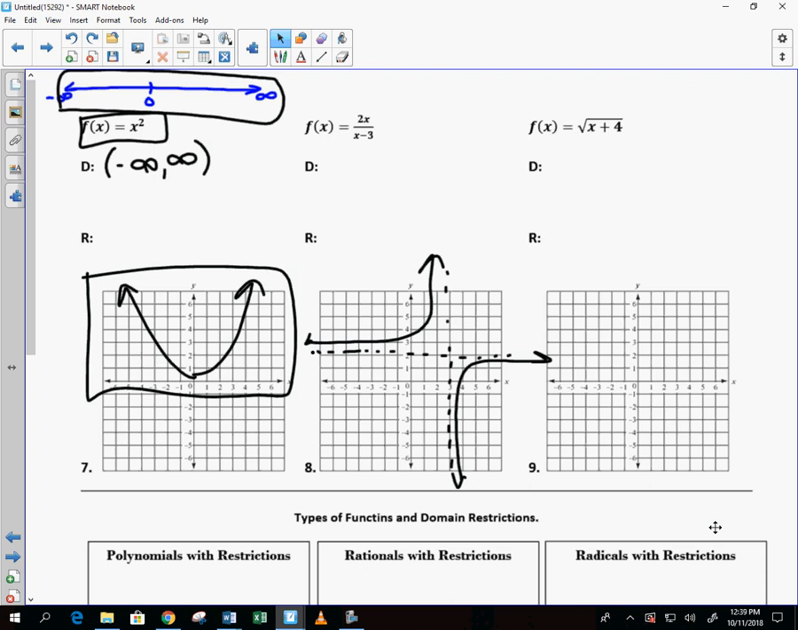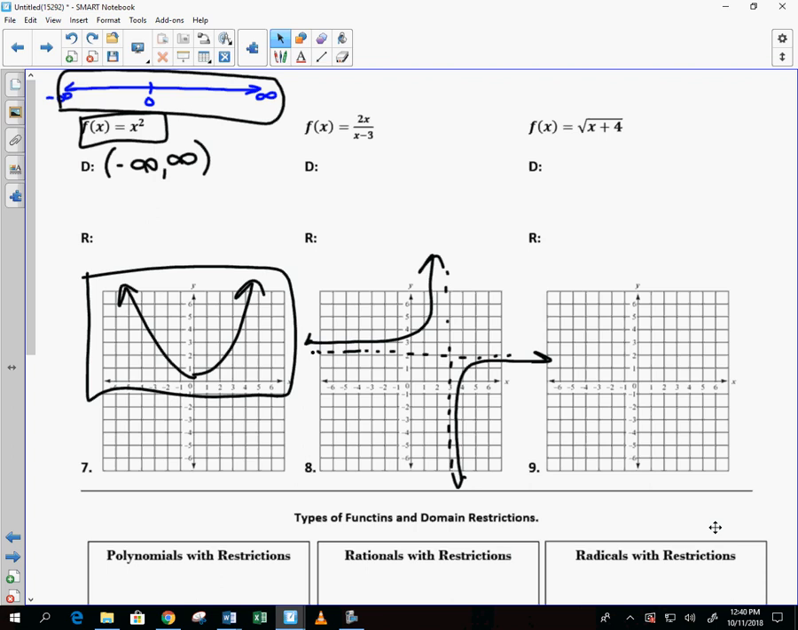Now, this is different because it's a fraction, right? So what values, think of the same thing. I've got a number line. Are there any numbers you could not plug into there? Why 3? That creates a 0 in the denominator. Look at the graph. What value is not part of the domain? 3. That's where there's no graph.